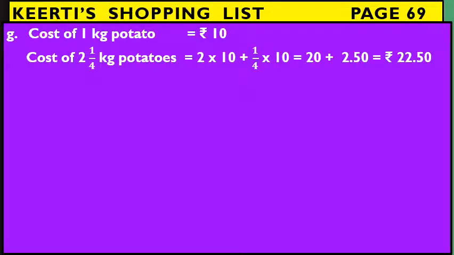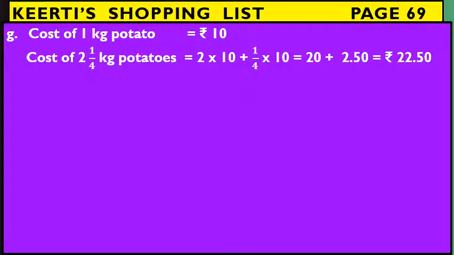Kirti has brought a shopping list. She wants to purchase potatoes 2 1/4 kg, carrots 3 3/4 kg and gourd 1.5 kg. How much will she pay to buy all these vegetables?